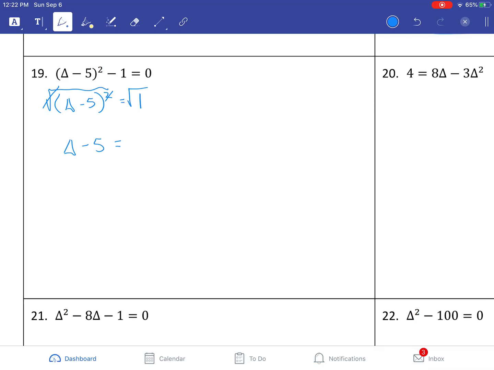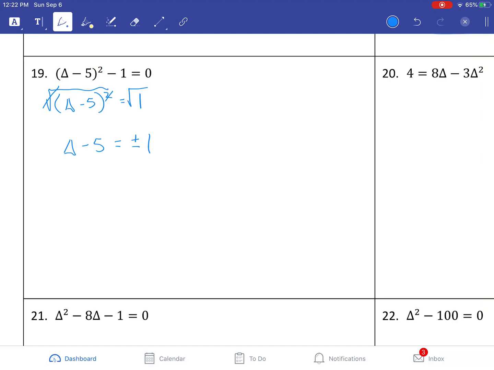Now the square root of 1 is just 1, but the important thing to remember for this type of problem is when you do square root both sides of an equation, you have to put a plus or minus. There are two answers that are possible when you square something to get something else. So if you have 1 squared, it could be 1, but if you have negative 1 squared, that's also positive 1. That's why there's 2 answers.